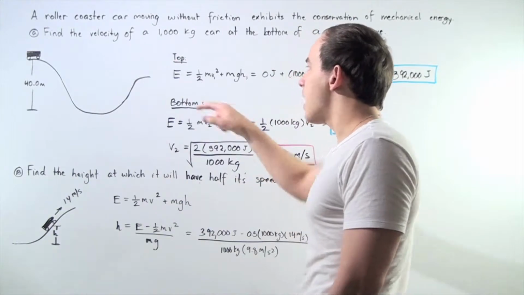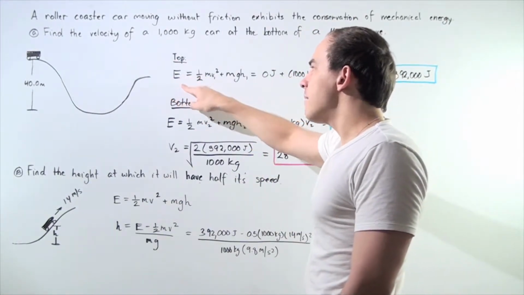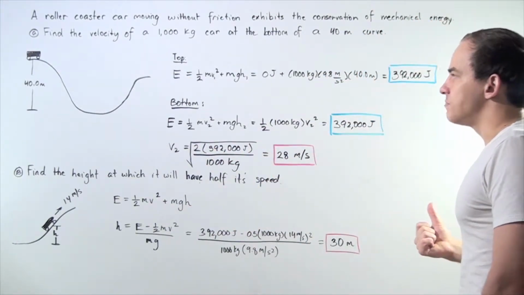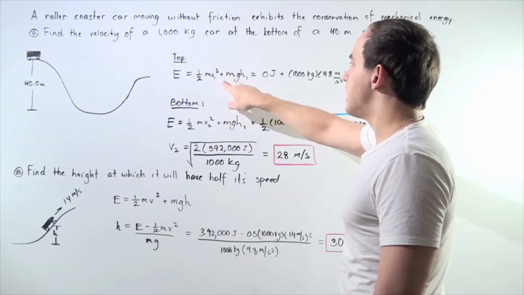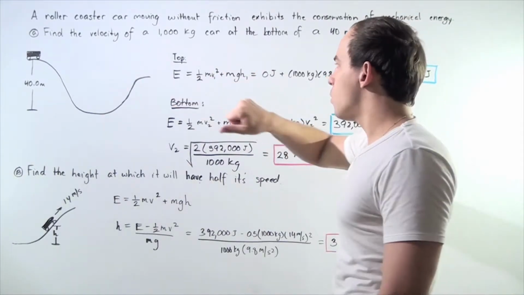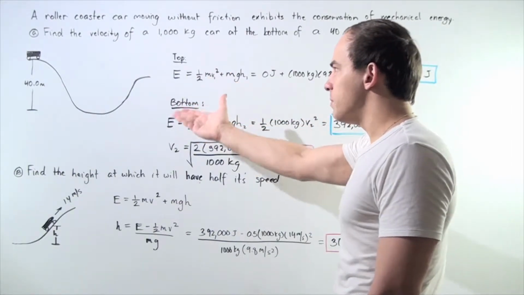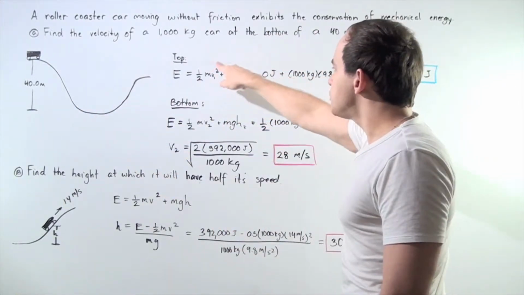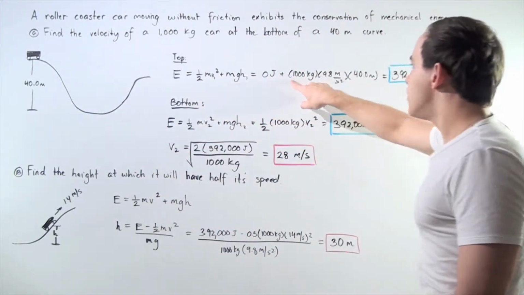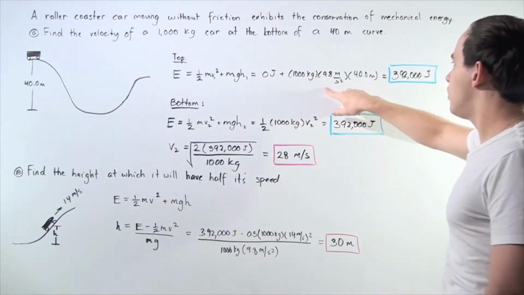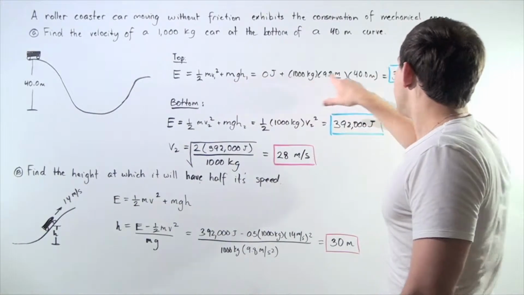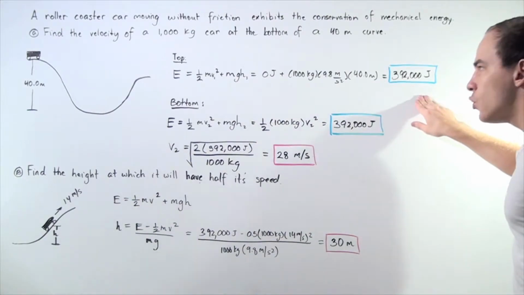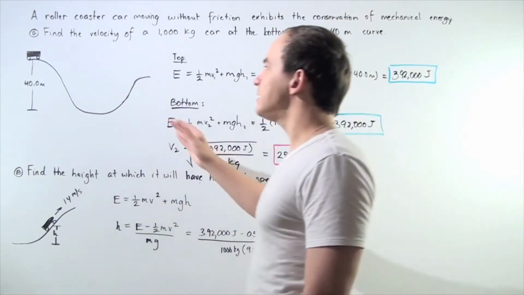So let's begin at the top. What is the total mechanical energy at the top? Well, it's simply the sum of the kinetic energy and the gravitational potential energy: 1/2 m v1 squared plus m g h1, where h1 is simply 40 meters and v1 is 0 because we're assuming the roller coaster car is at rest. So this term goes to 0 and we're left with 1,000 kilograms multiplied by 9.8 meters per second squared multiplied by 40 meters, and we get 392,000 joules of mechanical energy at the top.